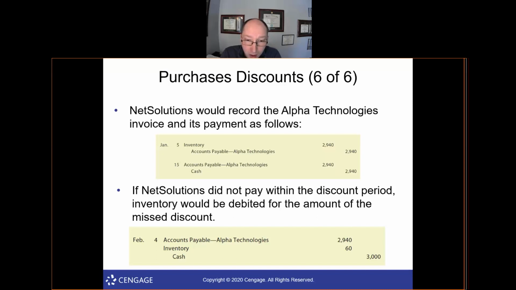If we do not pay within the discount period, okay? Let's say we decide, you know what, we're not gonna take advantage of that discount after all. We're gonna pay them after that 15 days, or we missed the discount period, right? We would debit accounts payable 2,940. We would debit inventory by 60 to increase it up to that $3,000 amount, and we would credit cash by $3,000 to represent the payment of cash.